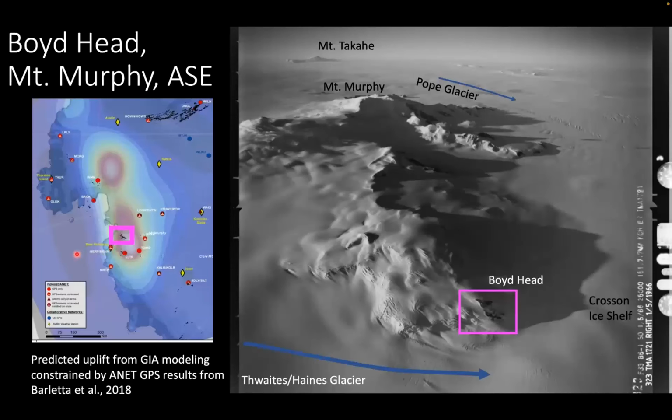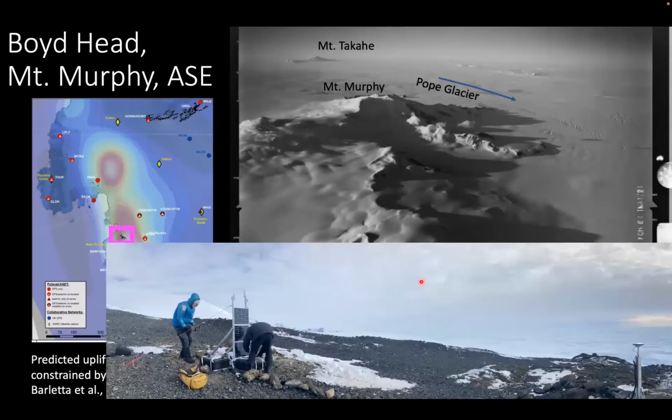It had been down for a number of years, so we gave that some new life. Then we were lucky enough to make it over to Boyd Head here at Mount Murphy, and Chung Ki and others got to install this really new site. If you'll see over here on the map, we're right in the center of this really high predicted uplift rate, and that's a really special site. So we're looking forward to a longer time series from that site, just to see maybe if that's the highest uplift in Antarctica.